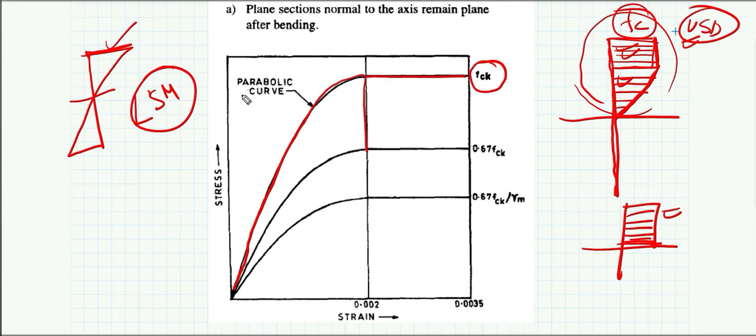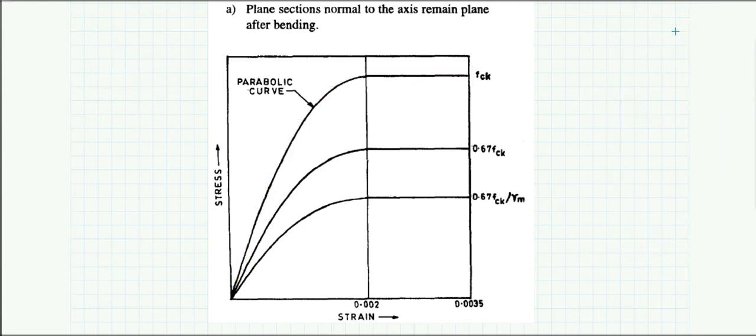Okay, so this is what that particular assumption, that particular clause means. This particular clause is very important. This particular clause also tells you what the area of the section is. The whole limit state design actually revolves around this particular design.